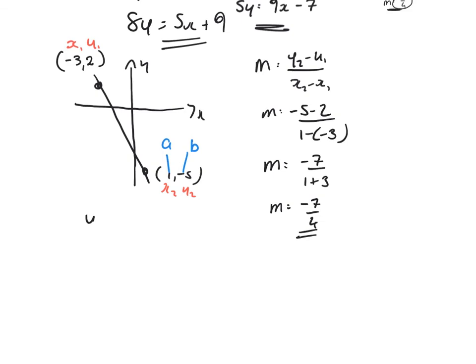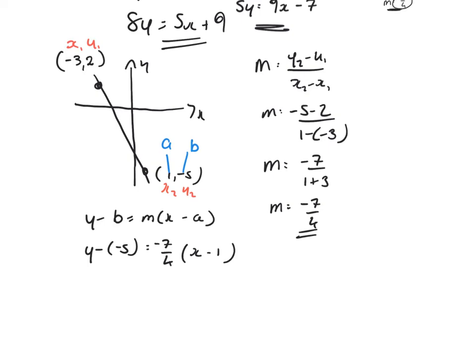Okay, let's feed everything into the equation. y minus b equals m bracket x minus a. So y minus 5 equals minus 7 over 4 bracket x minus 1. Let's just take our time with this. So where did that come from?